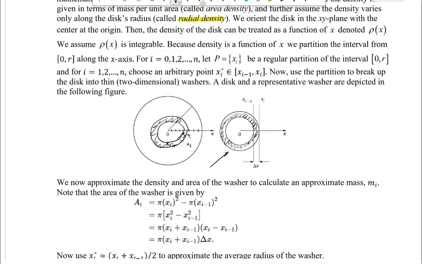We're going to factor out the pi going from here to here. We're going to factor the difference of squares from there to there. We're going to notice that x sub i minus x sub i minus 1 is going to be delta x. And so here now we have this formula for the area of, say, ring number i. And we could repeat this for any ring on this circular disk.